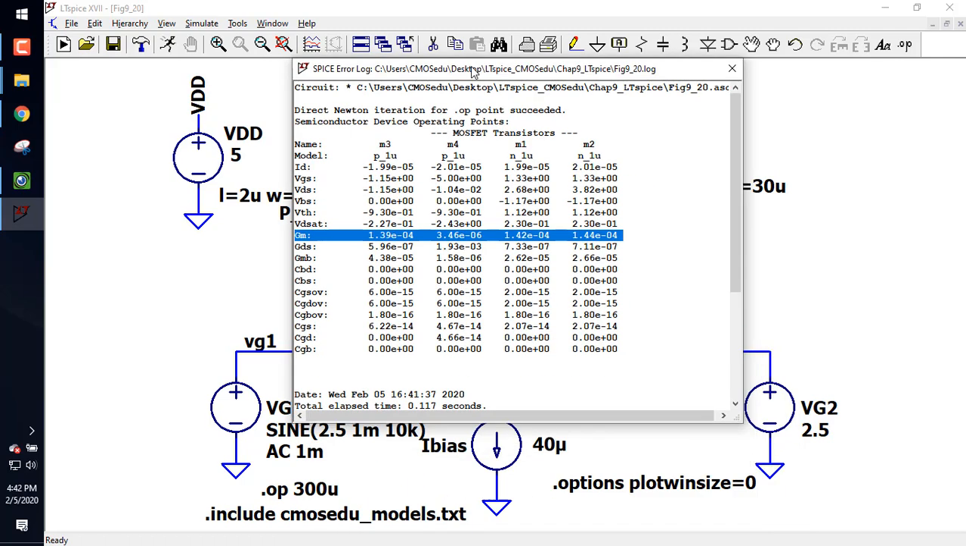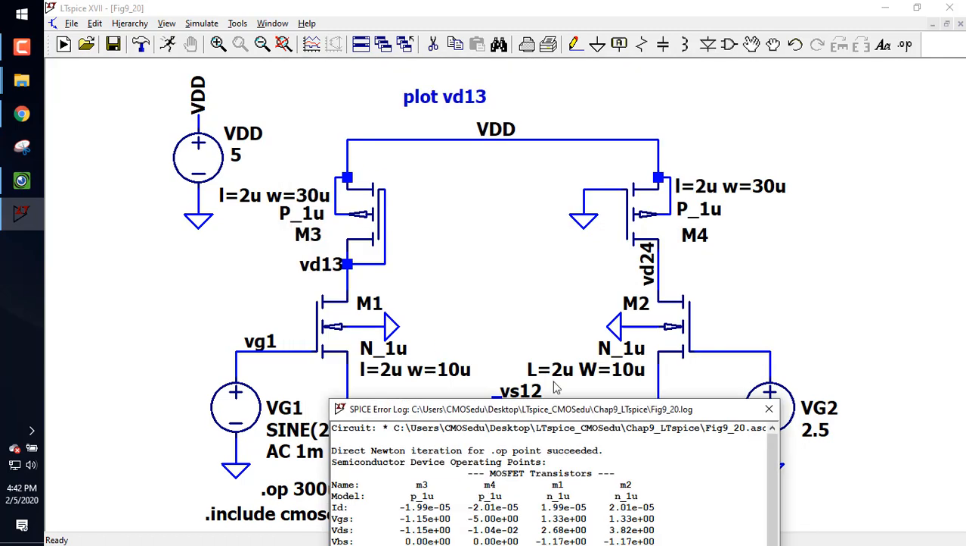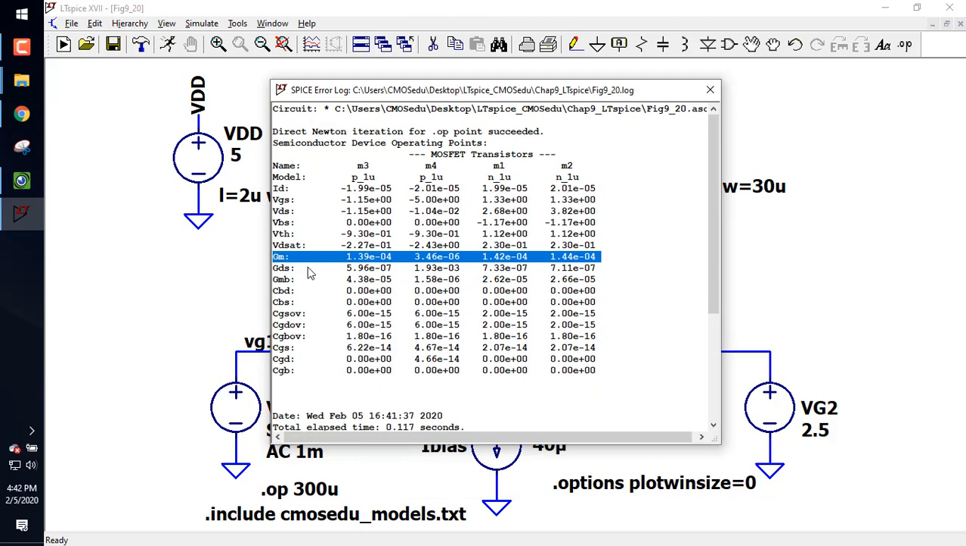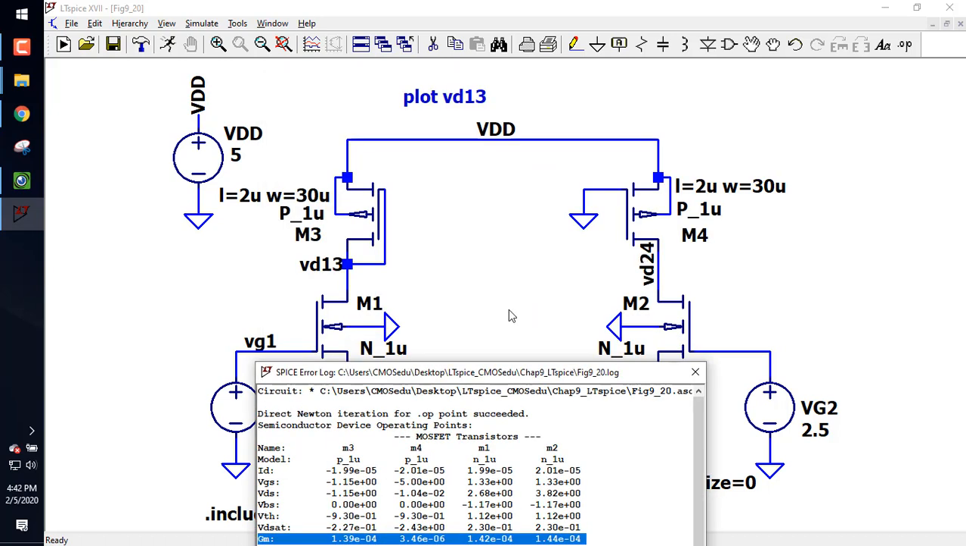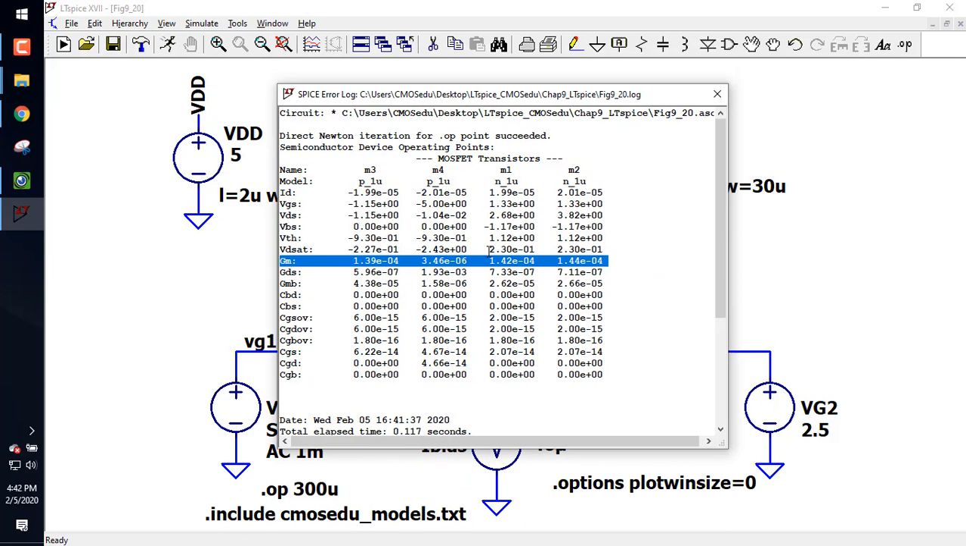And then the M4 has a tiny little transconductance, because it's in triode region. But what is of interest for M4? Remember, that's the one that's in triode. Our channel, how do I look at that?